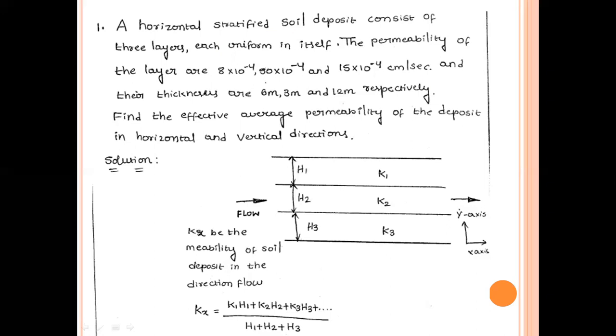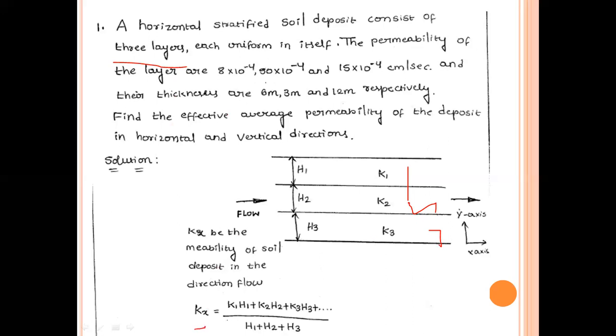Here in the given data, three layers are given: 1, 2, 3, with K1, K2, K3 and thicknesses H1, H2, H3. If the flow is horizontal, we calculate the horizontal and vertical flow, meaning we calculate in both directions. Next, Kx is the permeability of the soil deposited in the direction of flow.